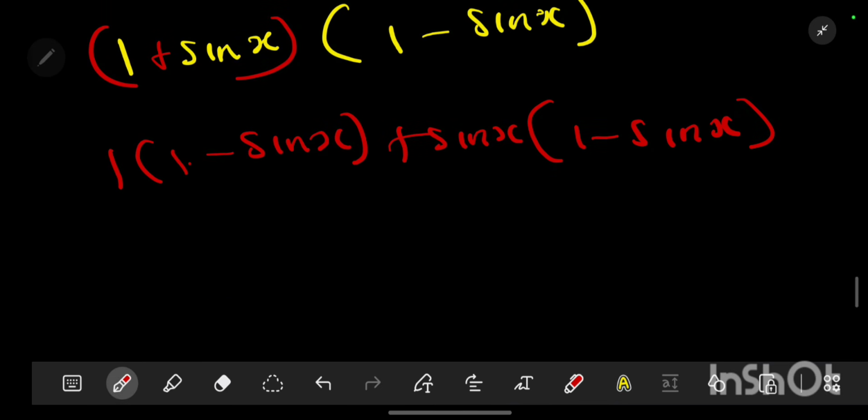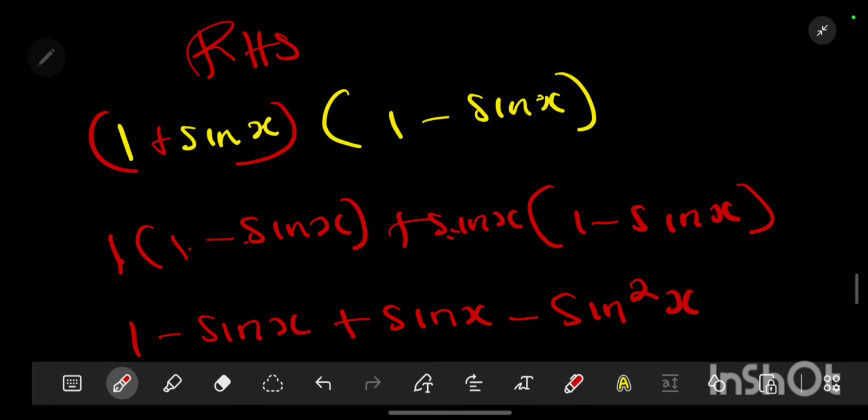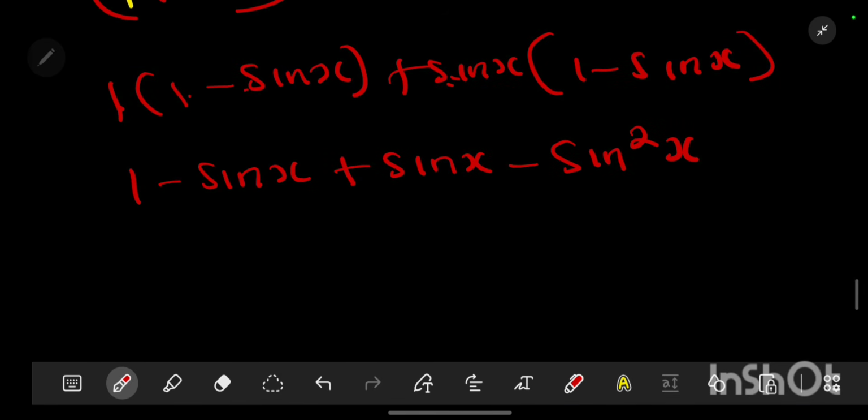So we have 1 times 1 is 1. 1 times negative sine x will be negative sine x. Sine x times 1 will be sine of x. Sine x times sine x will be minus the sine squared x. In this case, you will find that this is positive, this is negative, so they are going to be equal to 0. So therefore, we are just remaining with 1, then we have minus the sine squared x, because this and this will be 0.